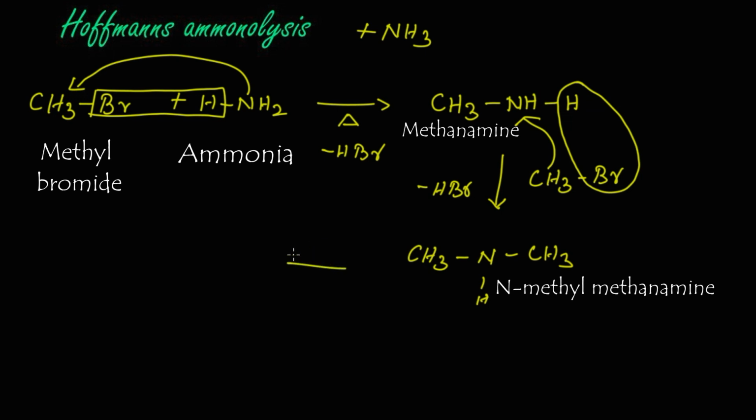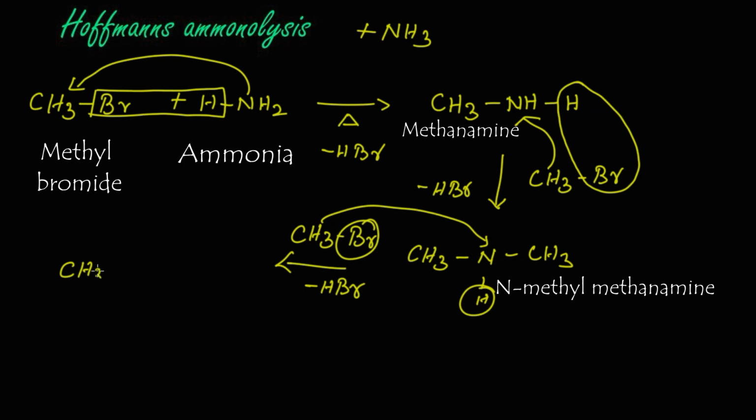This one again treated with alkyl halide, the same methyl bromide. What happens? The same process. This bromine and this hydrogen will leave as HBr and this methyl group will replace the hydrogen. So we get a tertiary amine, CH3NCH3, with CH3, which is known as N,N-dimethyl methanamine.